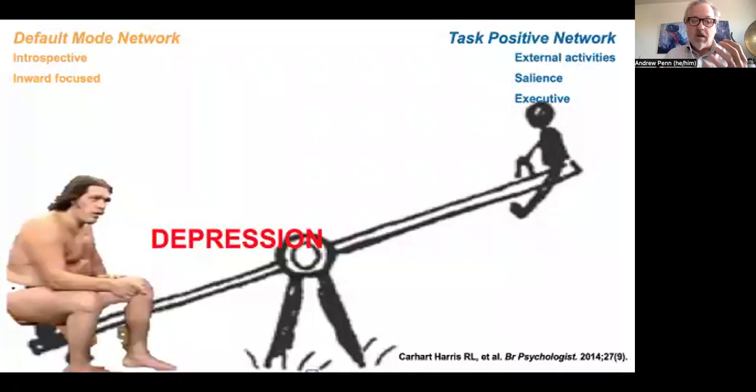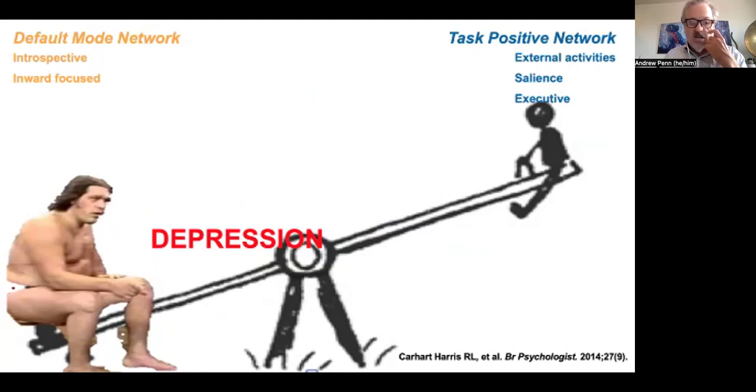So normally, in a normal brain, when we are a normal non-depressed brain, I should say, when we are inwardly focused, we're not focusing on stuff outside of us. And the corollary is true. So when we're focusing on outside tasks, we're not really spending a lot of time going inward. When people have depression, this default mode network becomes what they call overstable.